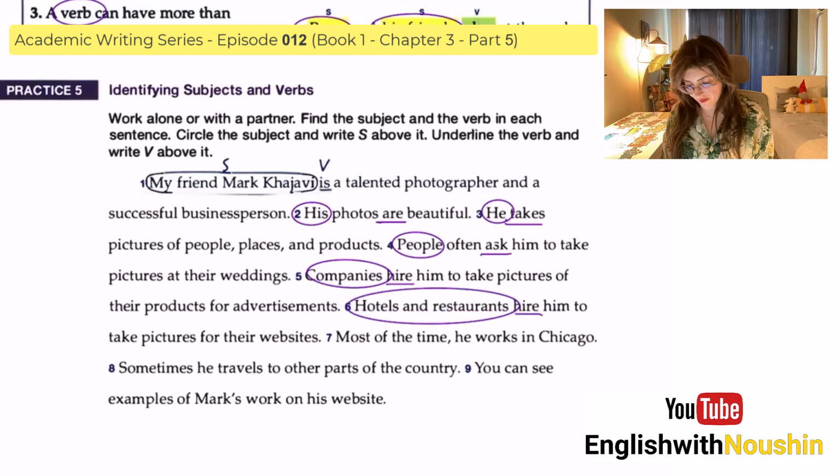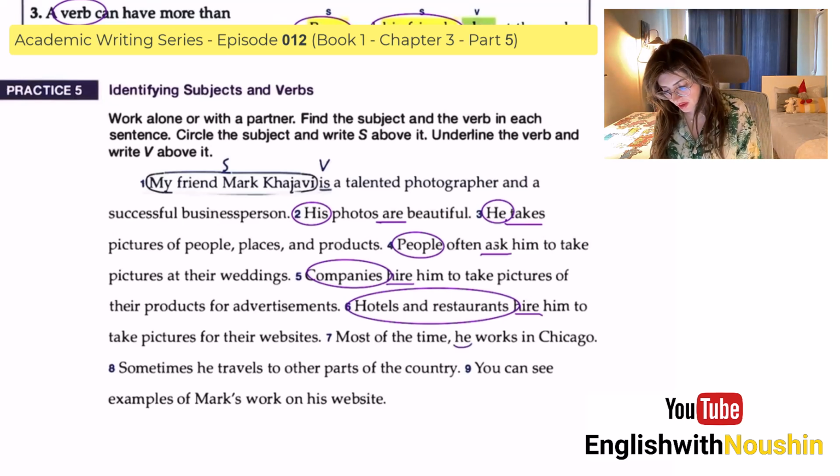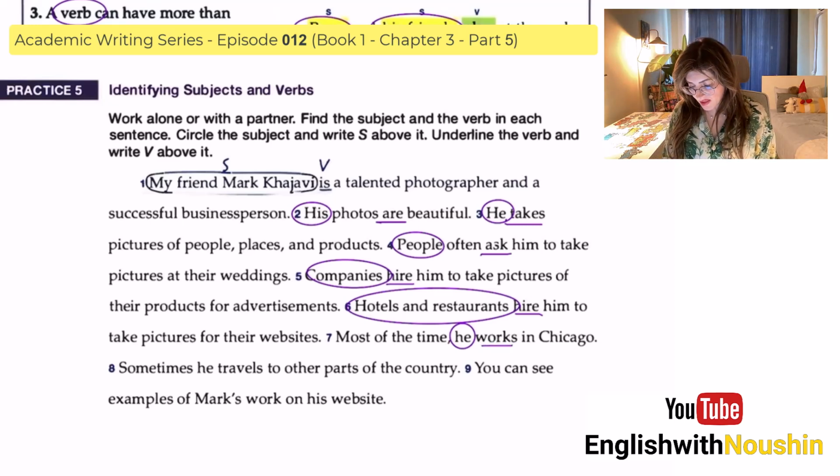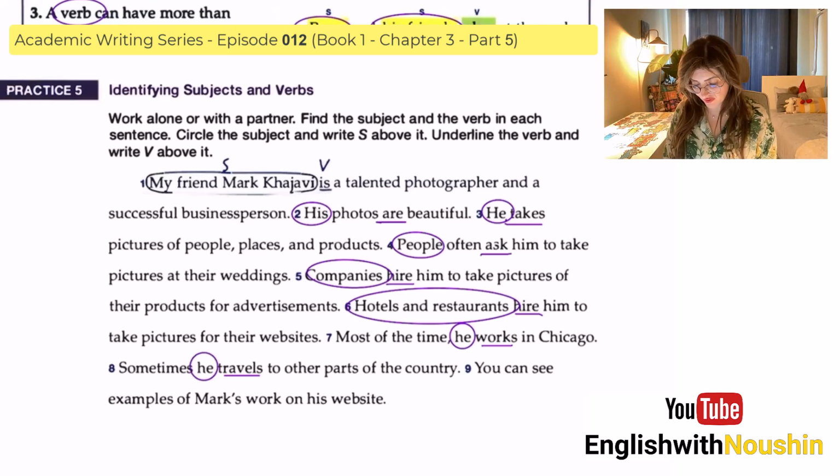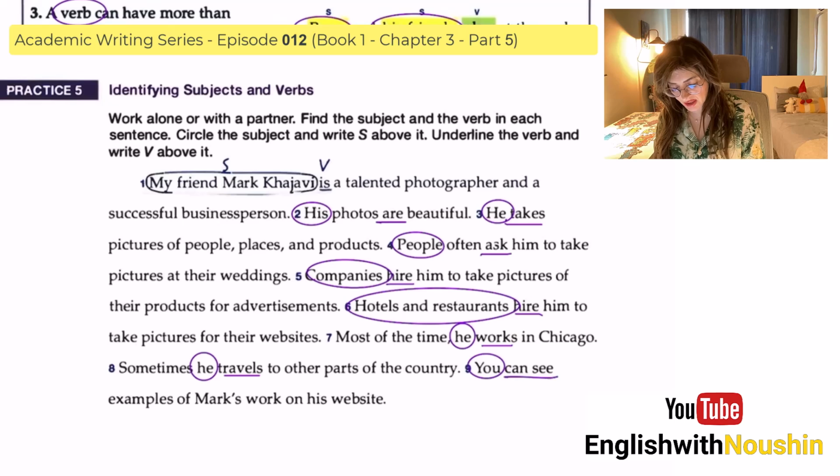hire, verb. Most of the time he works in Chicago. He, subject, works, verb. Sometimes he travels to other parts of the country. He, subject, travels, verb. And you can see examples of Mark's work on his website. You, subject, and can see, verb.